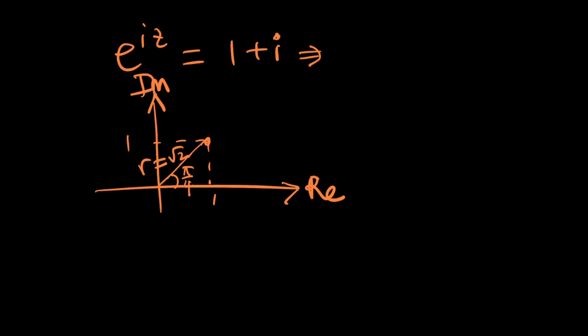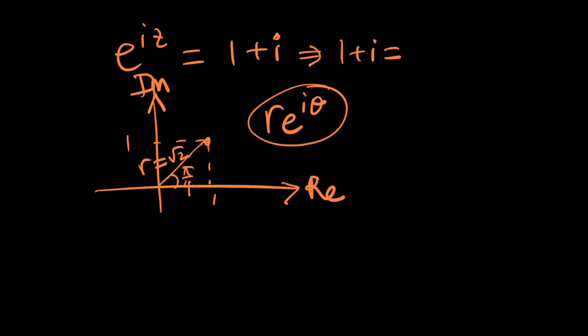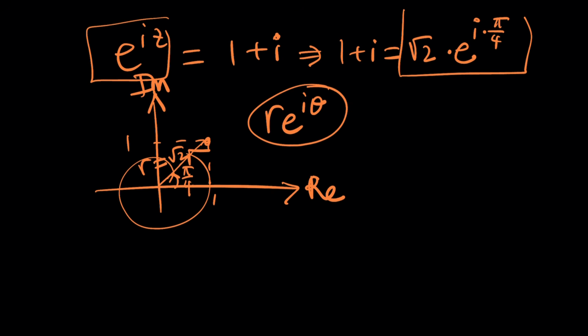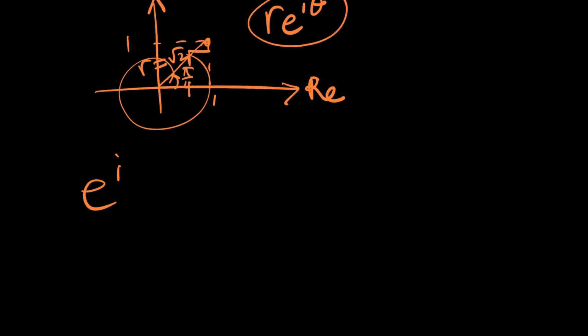From here, 1 plus i can be written as, by the way, I forgot to say, any complex number can be written like this in polar form. r is the modulus, theta is the argument or the angle. In this case, 1 plus i is root 2 multiplied by e to the power i times pi over 4. Looks like that's one of the solutions. Of course, you're allowed to add multiples of 2 pi to it to get infinitely many solutions. That's why this is multi-valued. So let's take this and set it equal to that and see what happens from there. Because e to the iz, how can that equal something like this?